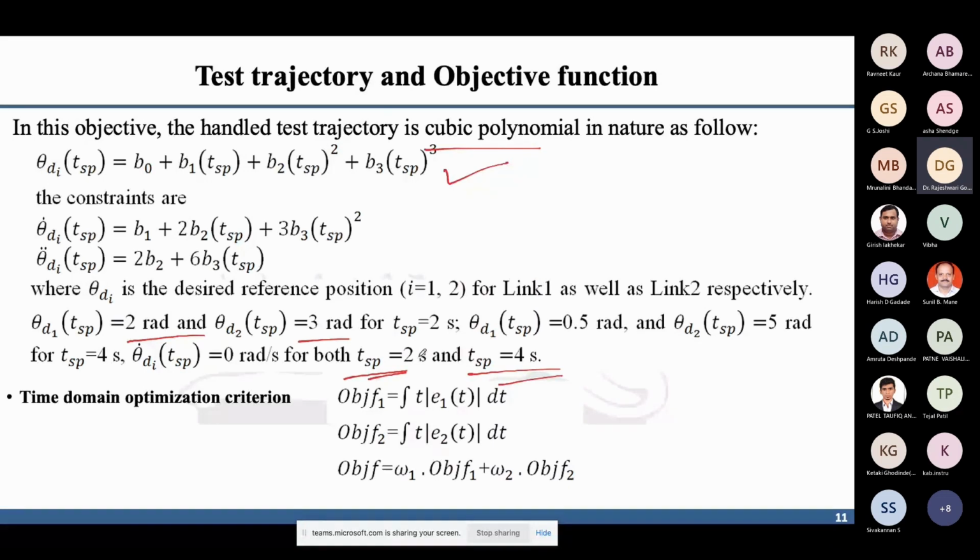So these basic things we have considered here. You can see 2 radian and 3 radian for 2 seconds, and 0.5 radian and 0.5 radian for 4 seconds, and theta dot for both 2 seconds and 4 seconds is 0. Why are we considering this? Because if there is some velocity at that moment, then it is very difficult to handle. That's why it is considered like that. So we are getting such a type of trajectory.